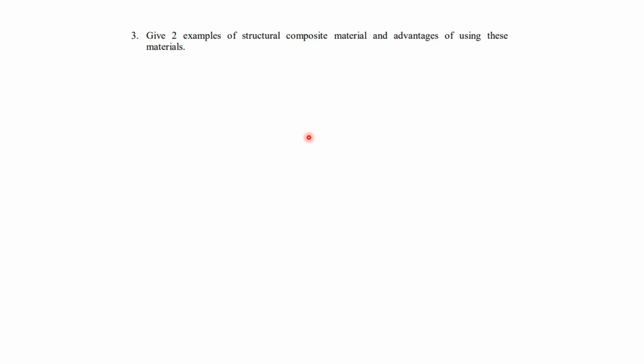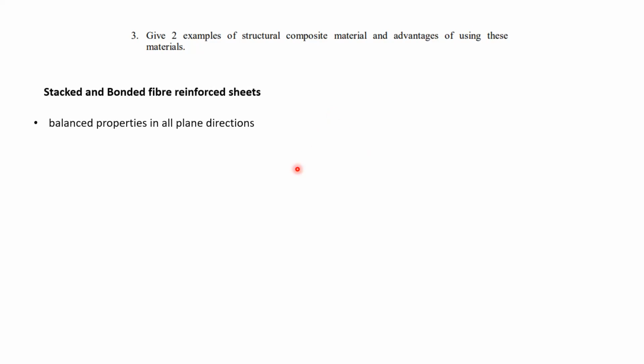So structural composites, plastic, not so much. It depends what you reinforce it with. If you reinforce it with a fiber like steel or something, then that is not a structural composite. So stacked and bonded fiber reinforced sheets, that's one example. And the major advantage is its balanced properties in all directions. Now, what do I mean by this? An example of this is plywood.